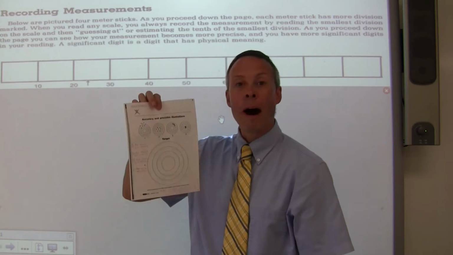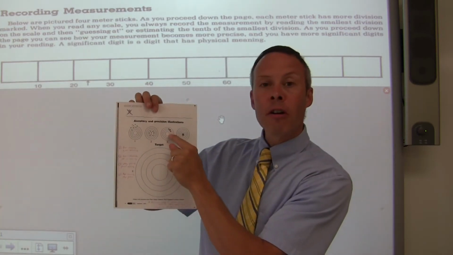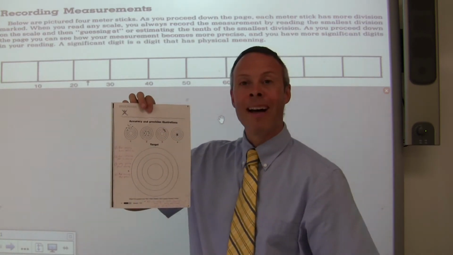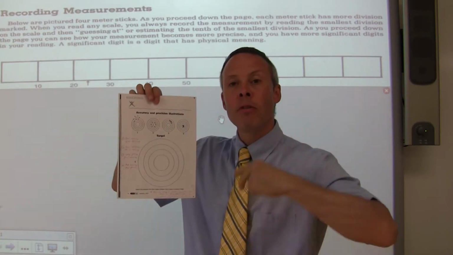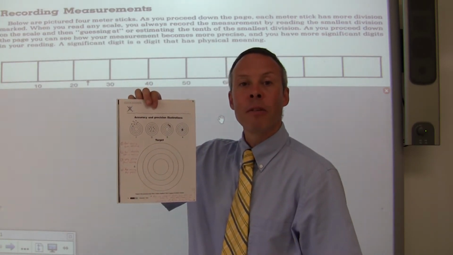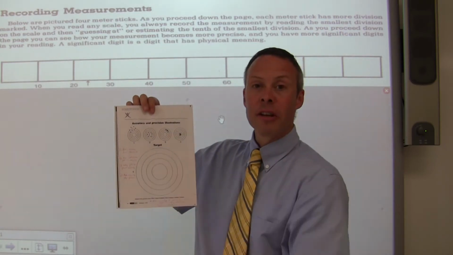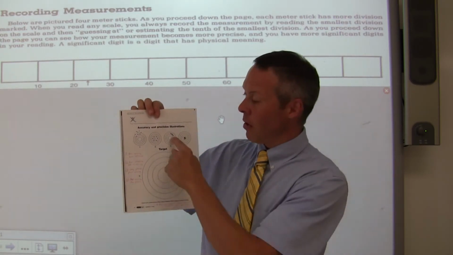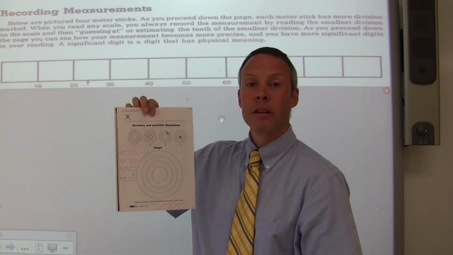Look at number 3. Wow, are they precise. They clump all their darts in the same spot. They keep getting the same reproducible value. It's kind of like that triple beam balance that wasn't 0. So good precision, but they're not near the bullseye. So number 3 is poor accuracy, good precision.